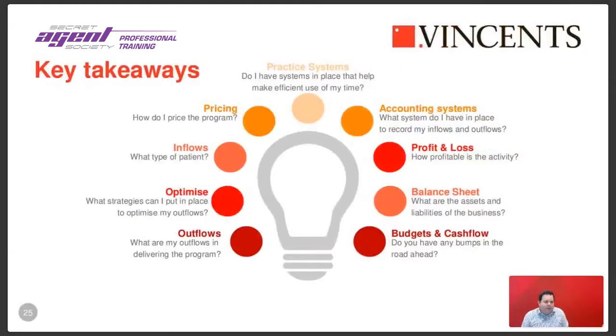So hopefully after today's session, the key takeaways you got. In terms of your outflows, just understanding what your outflows are in delivering the program, and then the strategies you can put in place to optimize them. Some of those might include running programs concurrently, and making sure that you're sharing your resources, say for the parent meetings, for example, grouping them so you're saving costs from that perspective. Optimizing how you communicate with your patients and putting systems in place.